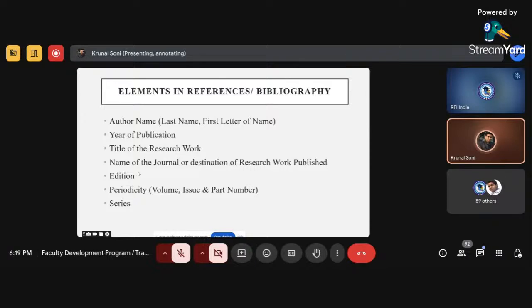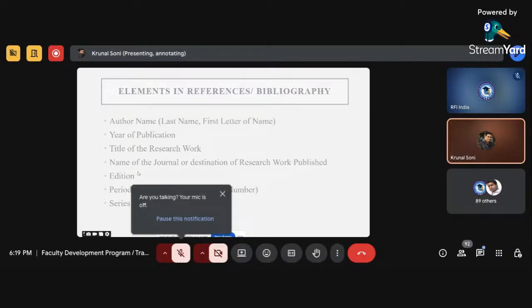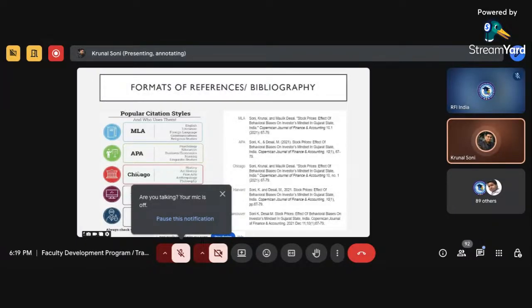Periodicity, as I already mentioned, and the series, if let's say there are many Scopus books nowadays that have been published in terms of chapters. So the series needs to be identified: series 1, series 2, series 3, and so on. So let's see these different formats. These are the different formats of referencing in bibliography.